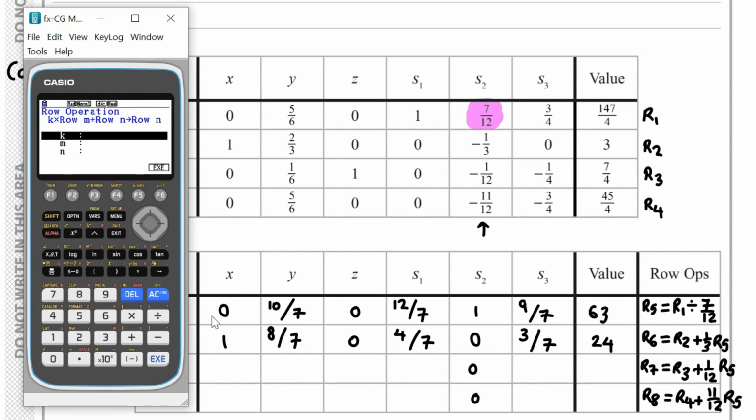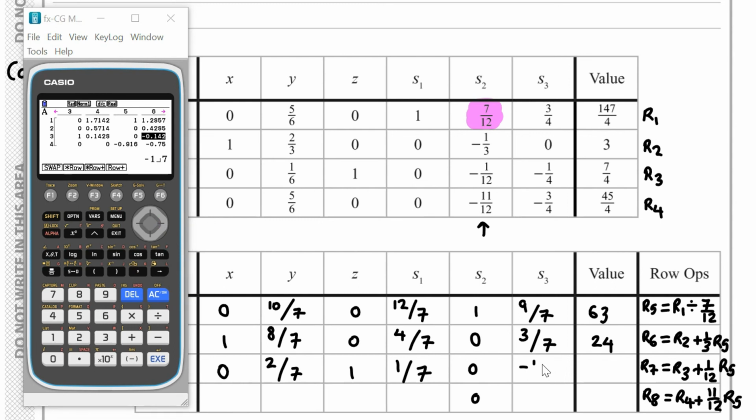Let's apply row operations again, so click F3. We will multiply 1 over 12 by the first row here, which corresponds to this row 5. And we will apply this to the third row here. So if we work this out, we've got 0, 2 over 7, 1, 1 over 7, 0, minus 1 over 7, and 7.